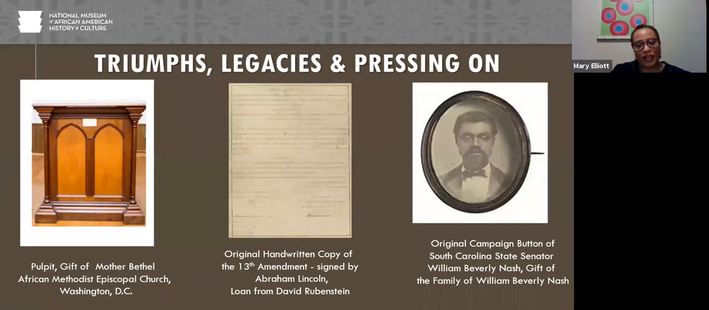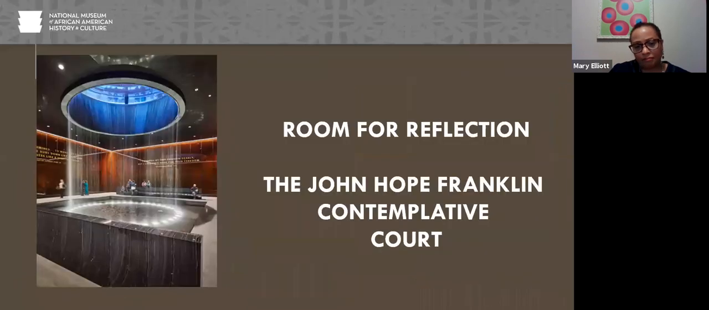And then we end on the story of Reconstruction, looking at the importance of the infrastructure of the churches, the development of educational institutions, the importance of African Americans running for and holding office and using their right to vote. And we look at the importance of the Emancipation Proclamation and the 13th Amendment.